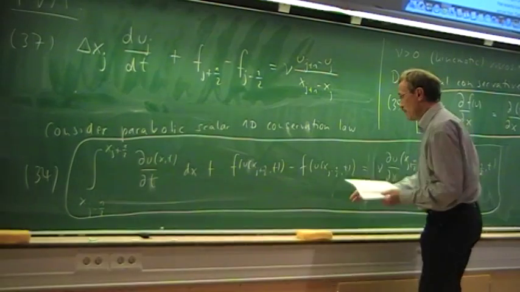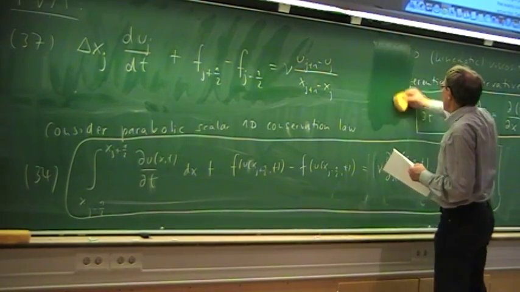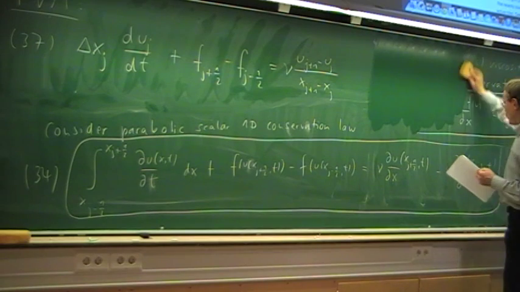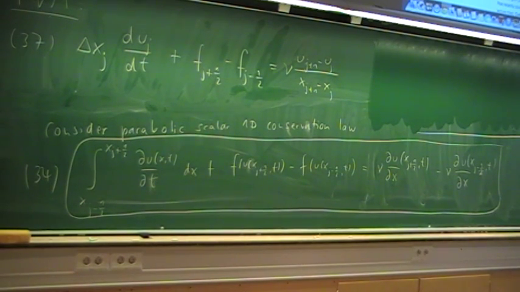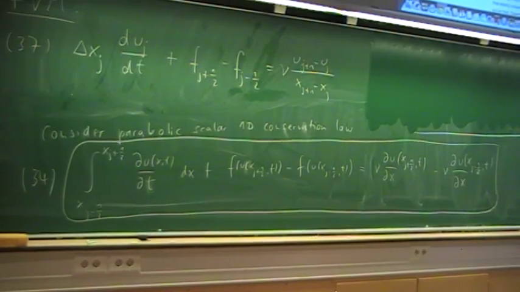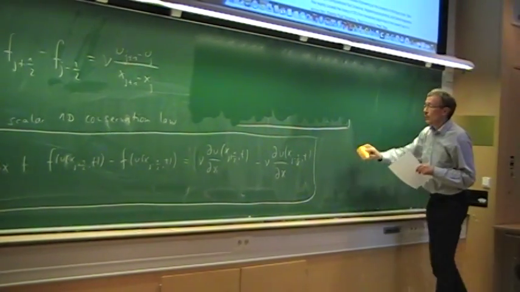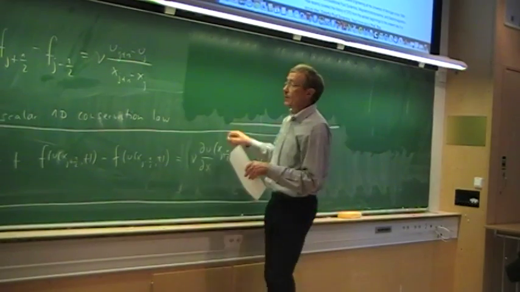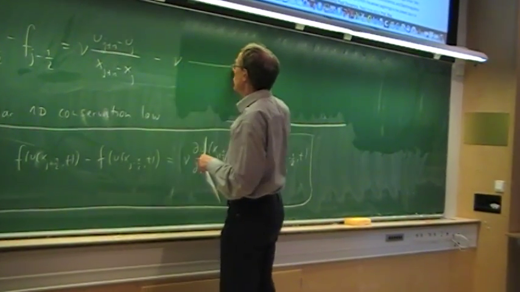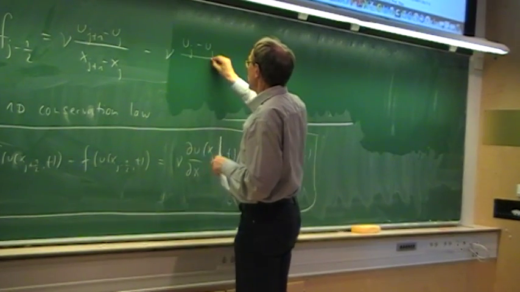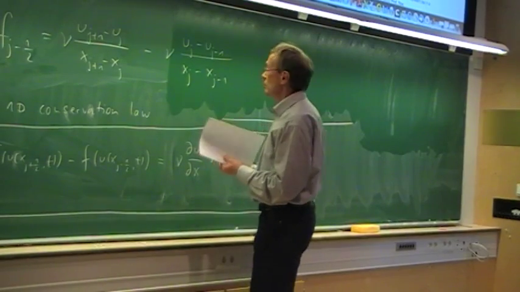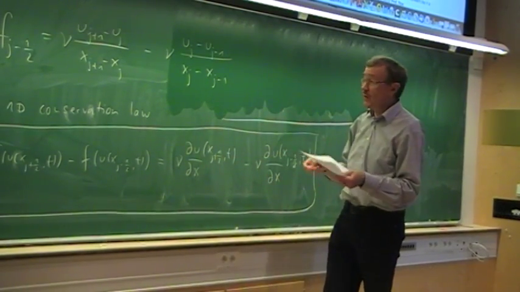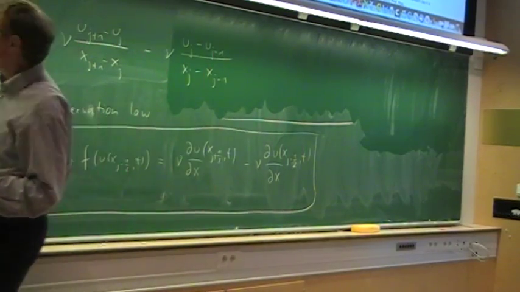And the discretization of the flux at j minus 1/2, this one here, will involve the neighbors. That will be j and j minus 1. So that is then the central discretization. So minus nu u_j minus u_{j-1} divided by x_j minus x_{j-1}. So that will be the discretization. That means we use a central discretization for the diffusive flux.